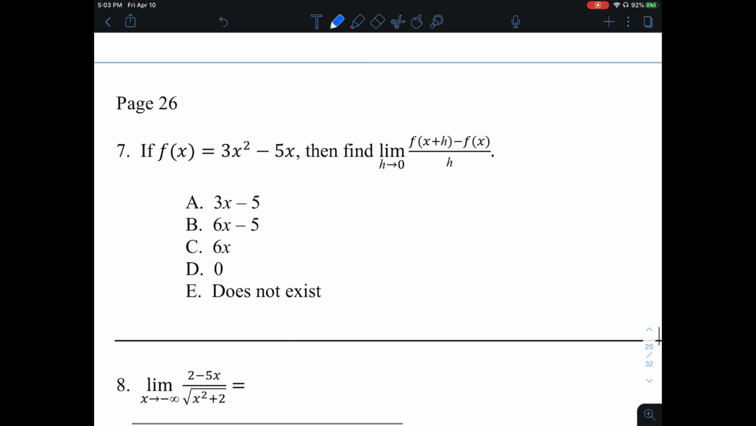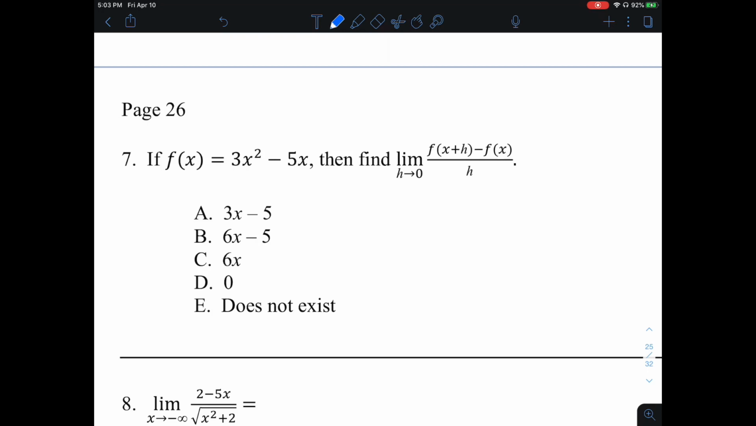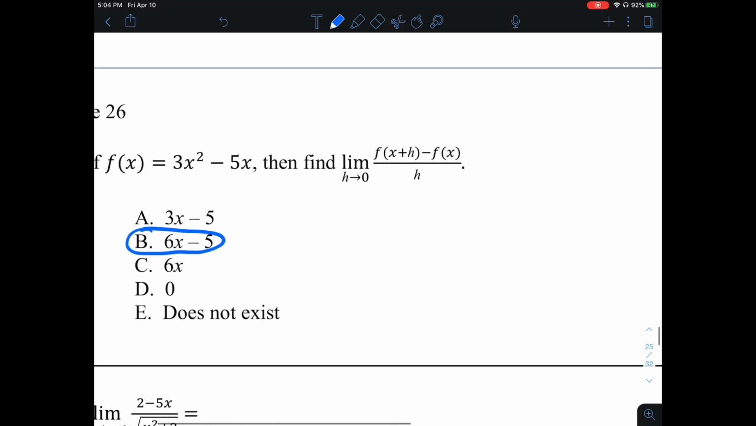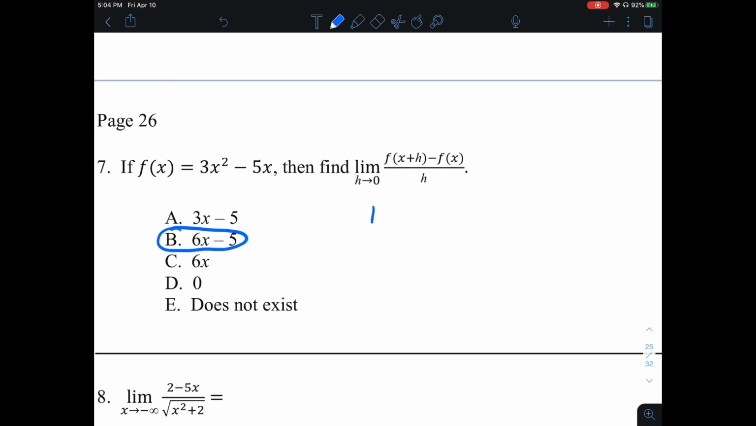Number 7, I've said it a couple times, I'll say it again, this little fella is super special. We're supposed to find this, and this is going to be 6x minus 5. Yes, I did it that fast. Am I awesome? Yeah, I am, but me being awesome is not why I did that real fast. Let me show you how to do this limit. Someday you'll be able to do it that fast as well, by the way. It won't be too long.